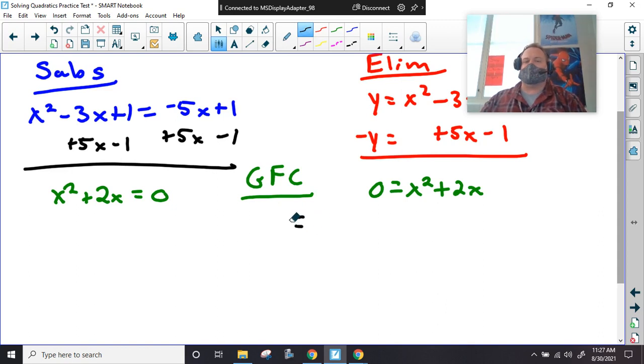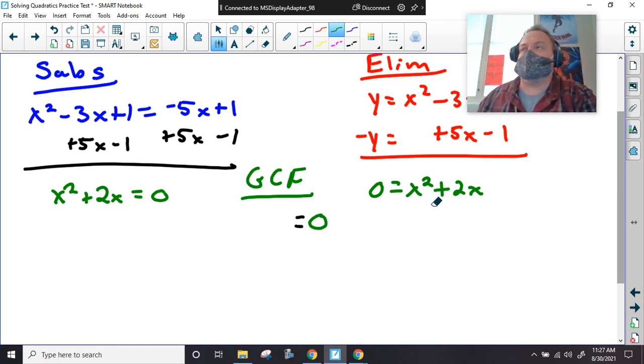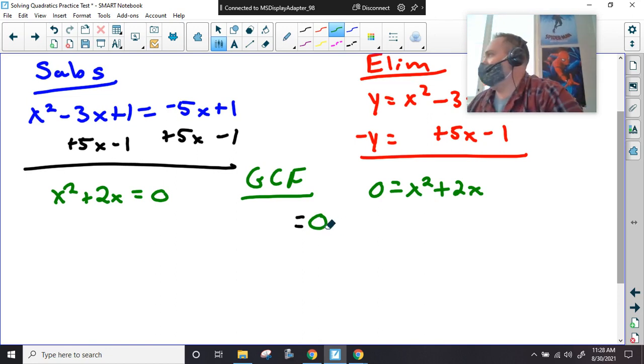Yes, greatest common factor. All right. So, what is the biggest thing that we can take out of x squared and 2x? The number is 1, but what else can we take out of it?